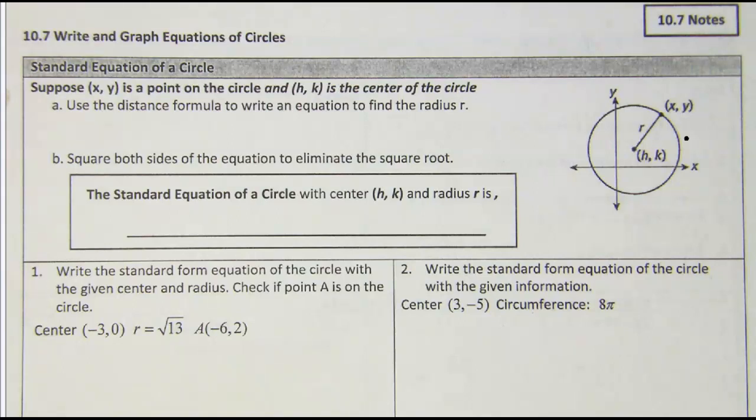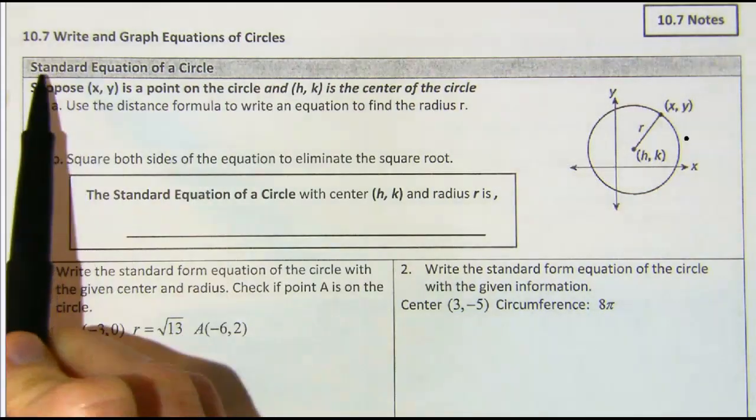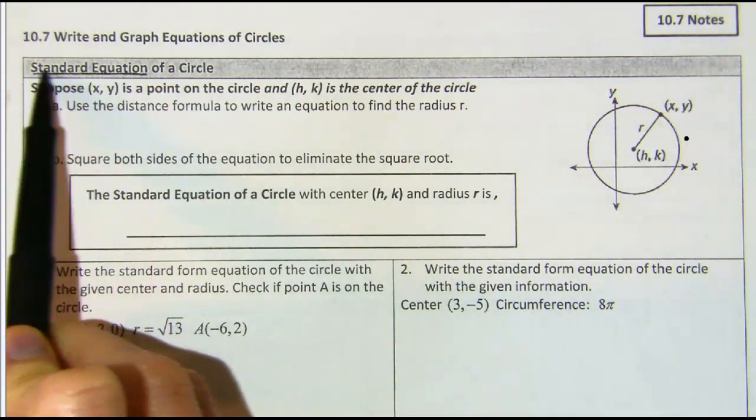In this video, we're going to look at 10.7, write and graph equations of circles. So in Algebra 1, we had many different functions. We had straight lines, we had quadratics that were U-shaped, but we've never actually looked at the equation and the graph of a circle. So that's where geometry comes in. So the first thing we're going to do is come up with the standard equation for a circle.